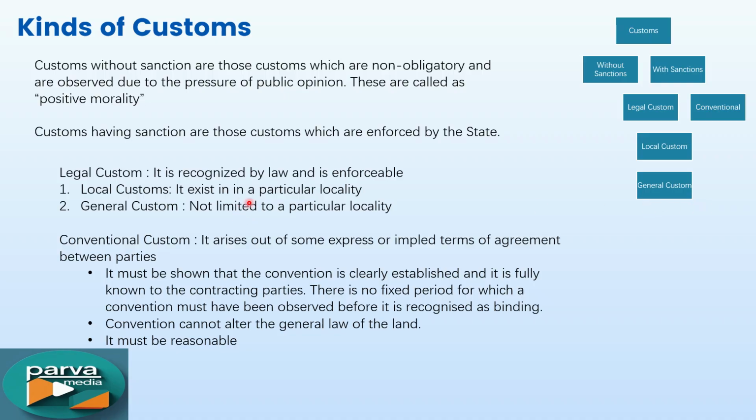Local customs exist within a specific locality or community. They are binding only in that geographical or social context. Whereas general customs, unlike local customs, are not confined to any particular area. They are widely accepted and may influence national legal standards.